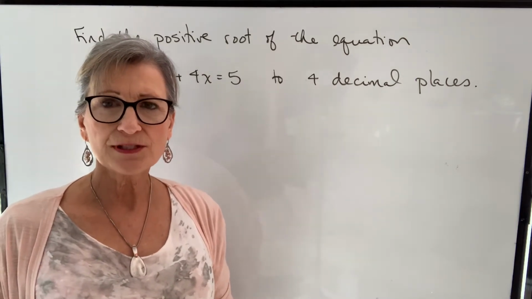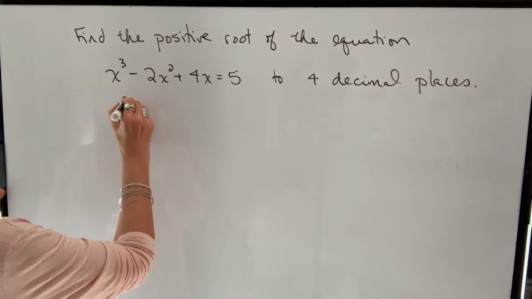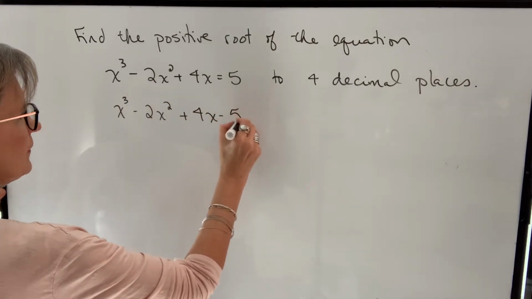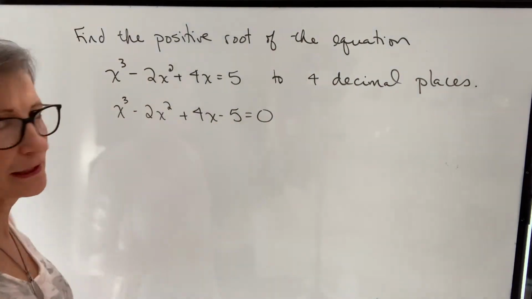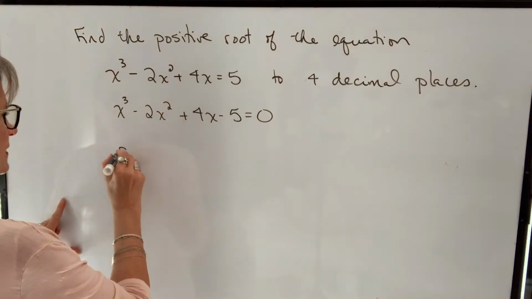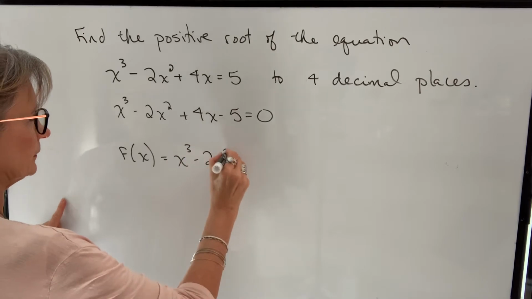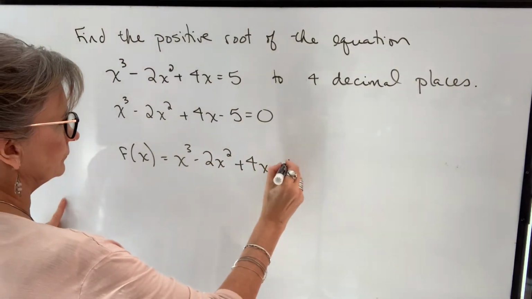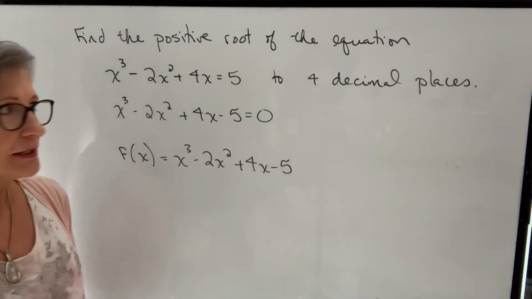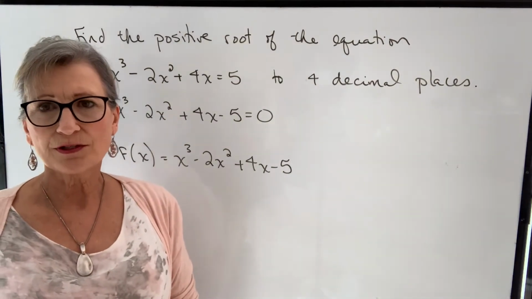So what we're going to do first here is set this equation equal to 0. So it'll be x cubed minus 2x squared plus 4x minus 5 equals 0. That's very, very important. If you don't do that, this is not going to work. Then we make that our function. Once it's equal to 0, that's what our function is equal to. So f of x will equal this. We want our positive root of this equation. We have no idea where to start.